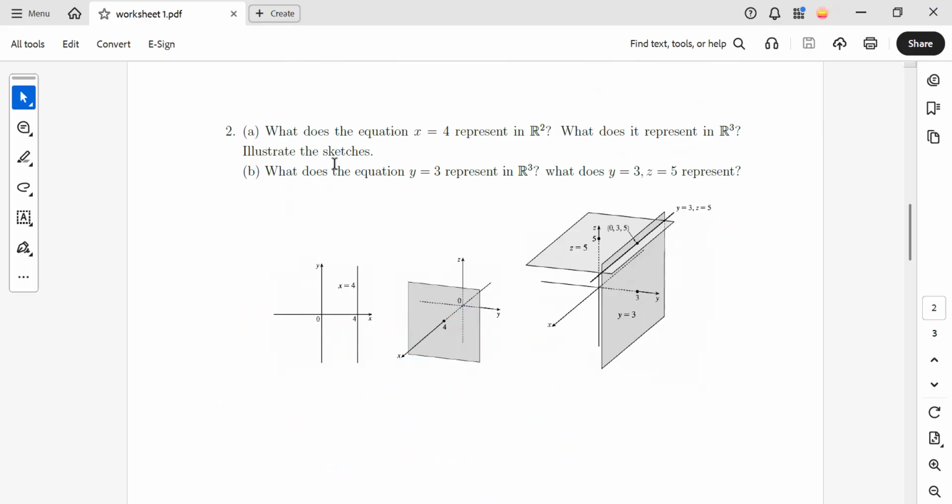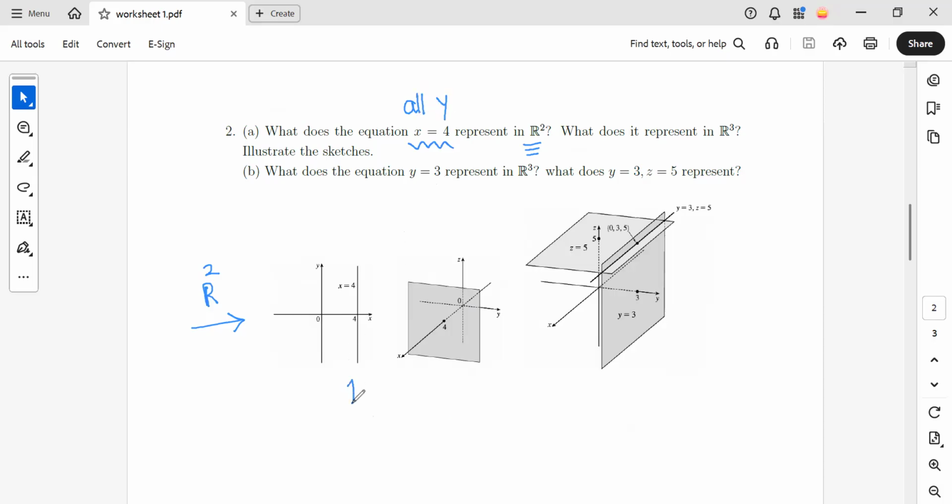For this one, part A says, what does the equation x equals 4 represent in R2? It means you only have the x-axis and y-axis. So this will be in R2. X values, y values. We have a two-dimensional plane. And since we know that x is 4, it means that you would apply all y's here.